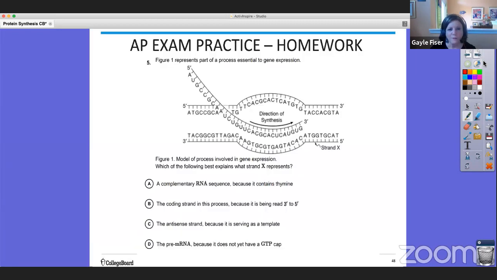And now your homework for tonight, you have one question, and you're going to look at figure 1, model of process involved in gene expression. Which of the following best explains what strand X represents? And you have 4 options. A, complementary RNA sequence because it contains thymine. B, the coding strand in this process because it's being read 3' to 5'. C, the antisense strand because it is serving as a template. And D, the pre-messenger RNA because it does not yet have a GTP cap.